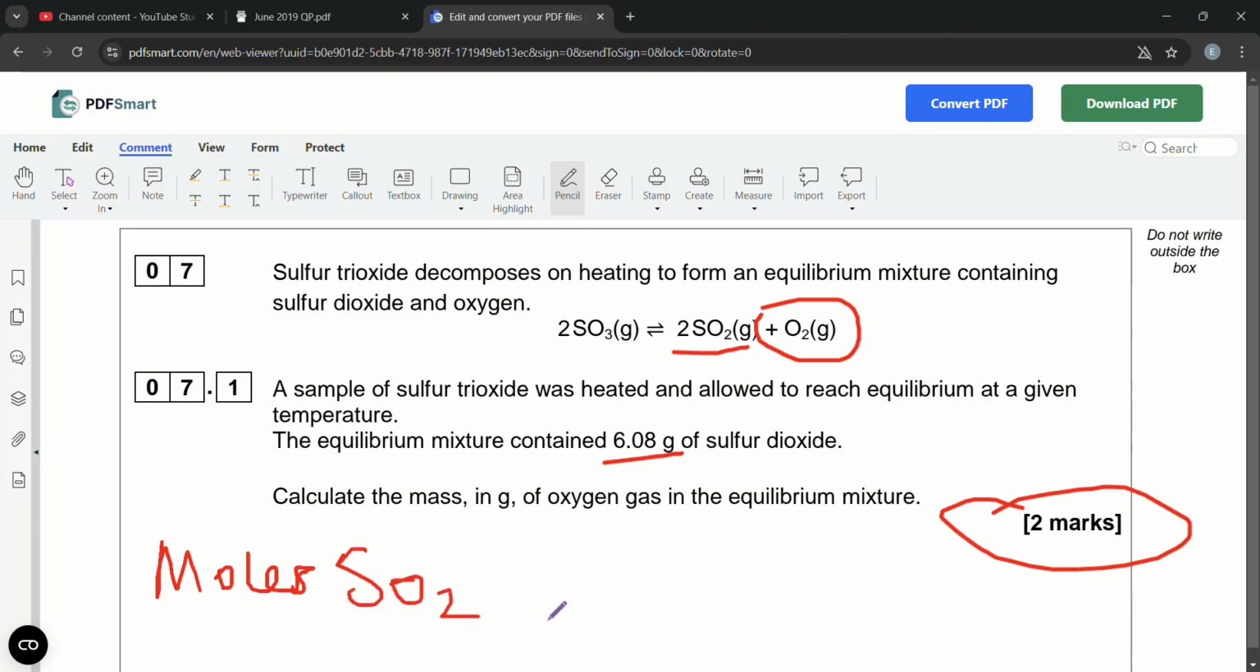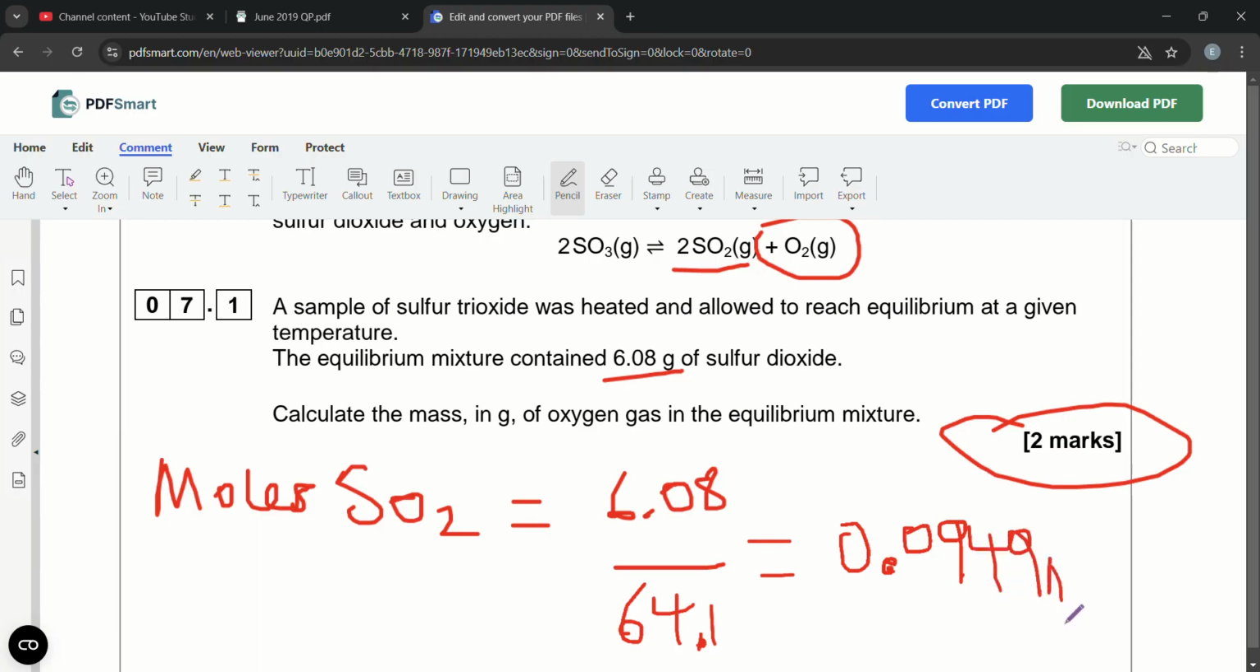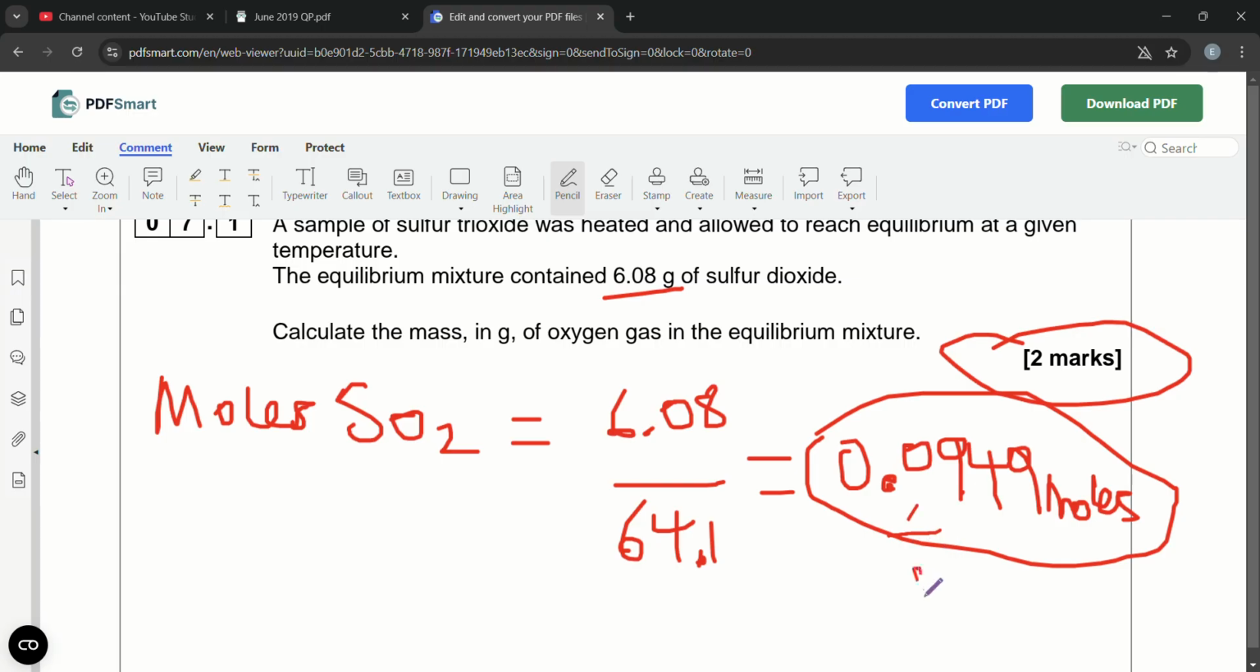Well, it's going to be mass, 6.08, over Mr, and the Mr is going to be 64.1. Once we do that in the calculator, we will get 0.0949 moles. Now we've got the moles of SO2, we can find out the moles of O2. The moles of O2 is just going to be that divided by 2.